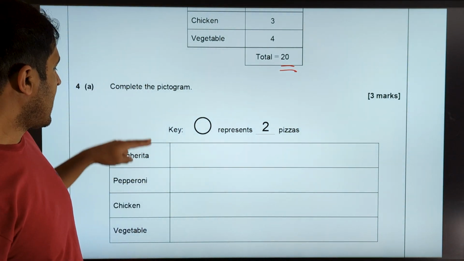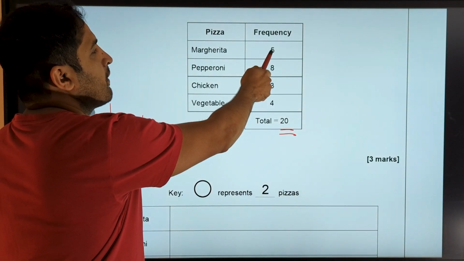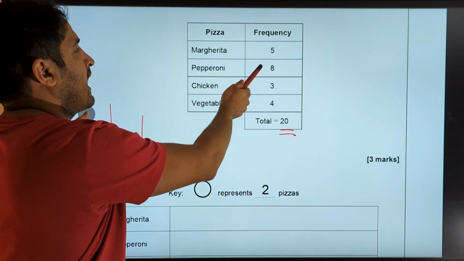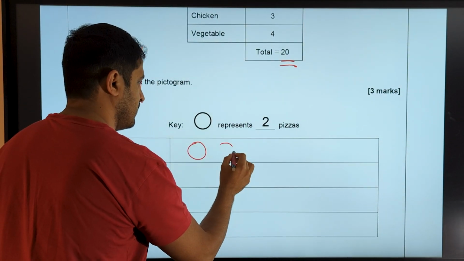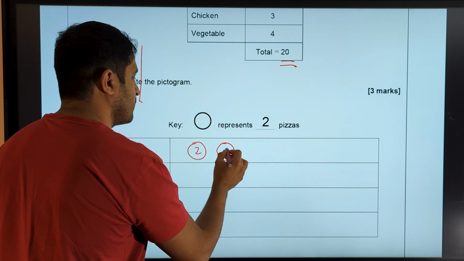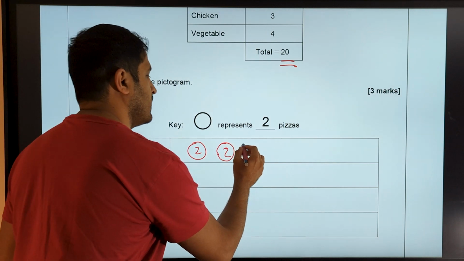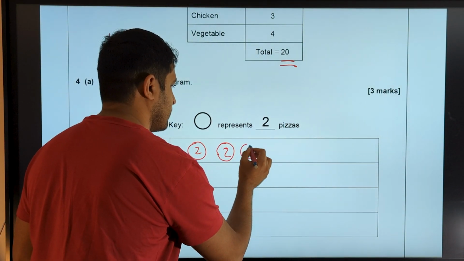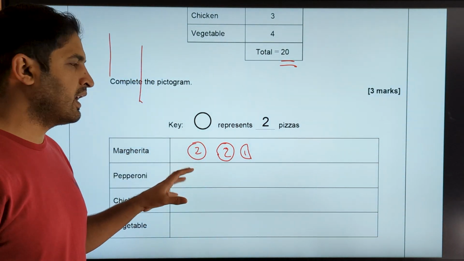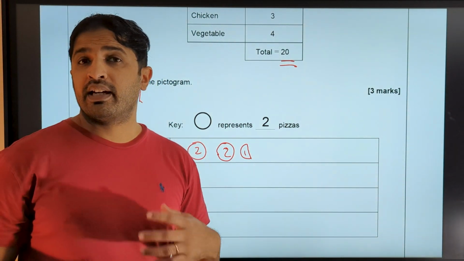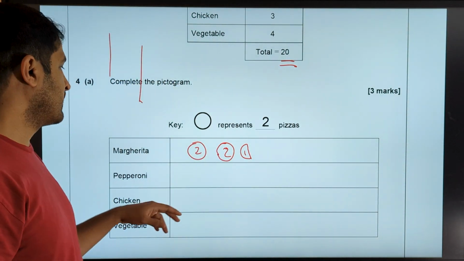So how many circles do we need to draw for margarita? We need to draw 5 margarita pizzas. Just remember, each circle stands for 2, so we do 2 circles, 1, 2. But we needed 5 margaritas, so we need to do another half a circle. And that's that. You don't have to write the number inside it. I'm doing it because my circles are terrible. They're not really good circles here, so this is the reason I'm writing the numbers in.